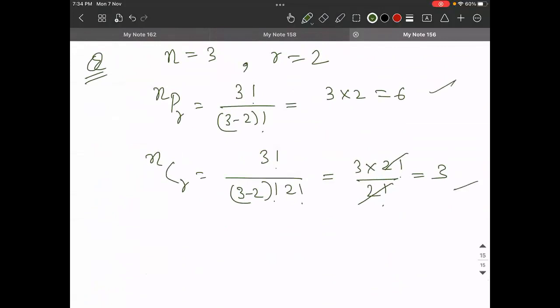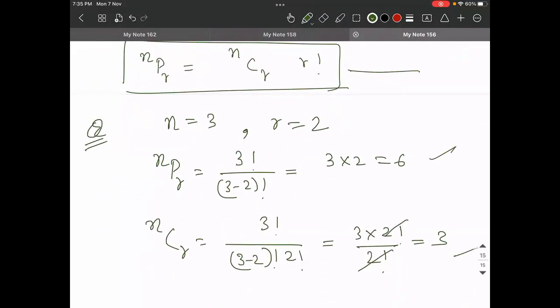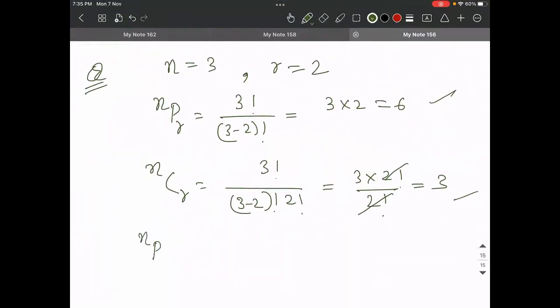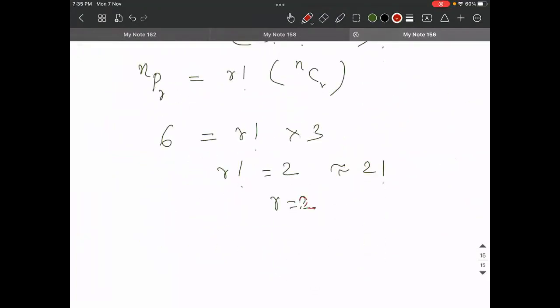Six, three. If you want to check this relationship, let's check this one. NPR will be equal to R factorial times NCR. So let's find the value of R. NPR, how much have we got? 6. NCR, how much have we got? 3. So R factorial is equal to 2, that is again 2 factorial. That means the value of R is equal to 2. Do you agree or disagree? I'm just doing some simple calculations. R is equal to 2.